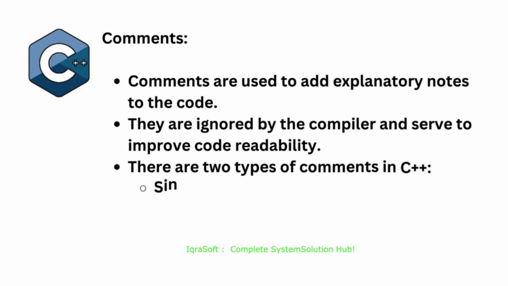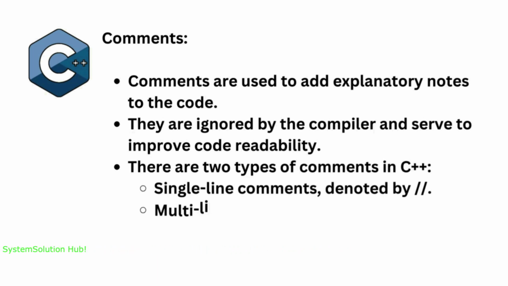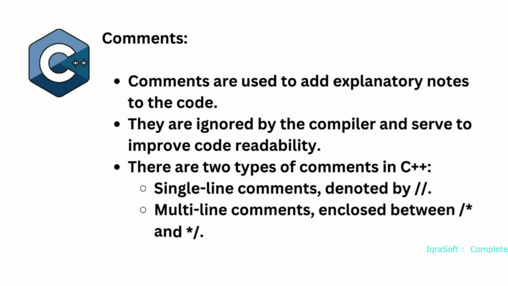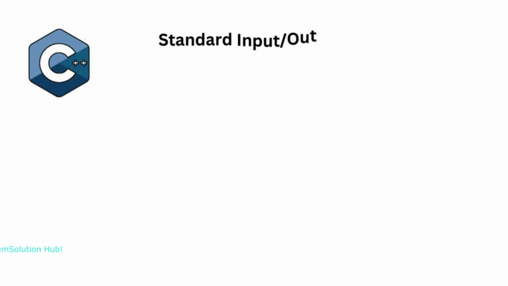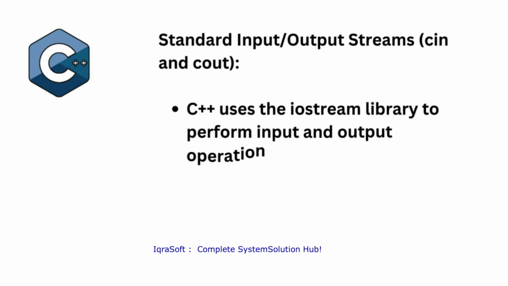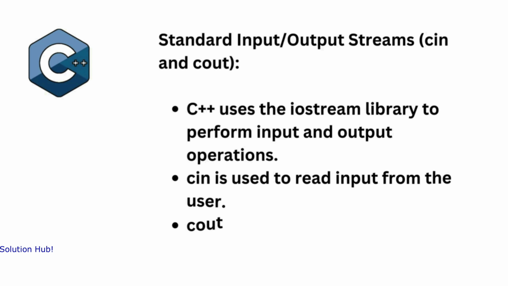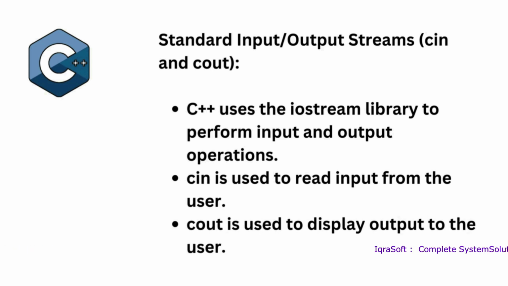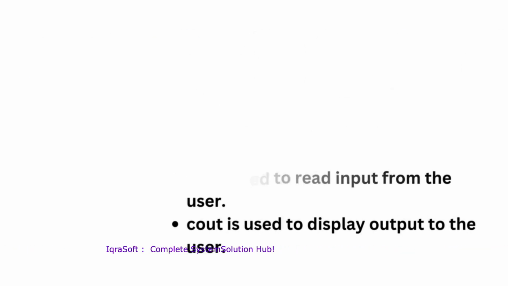There are two types of comments in C++: single-line comments, denoted by double slashes, and multi-line comments, enclosed between slash-asterisk and asterisk-slash. Standard input-output streams, cin and cout. C++ uses the iostream library to perform input and output operations. Cin is used to read input from the user. Cout is used to display output to the user.